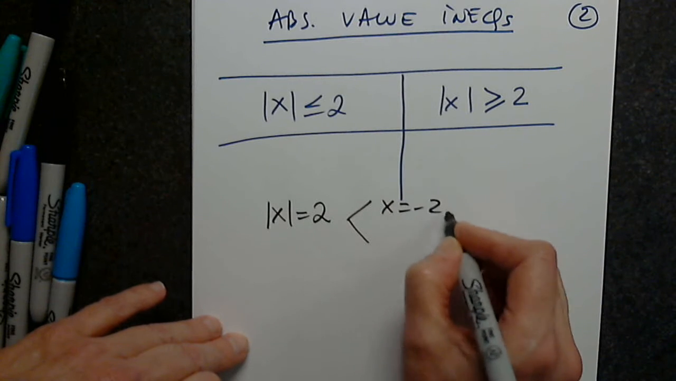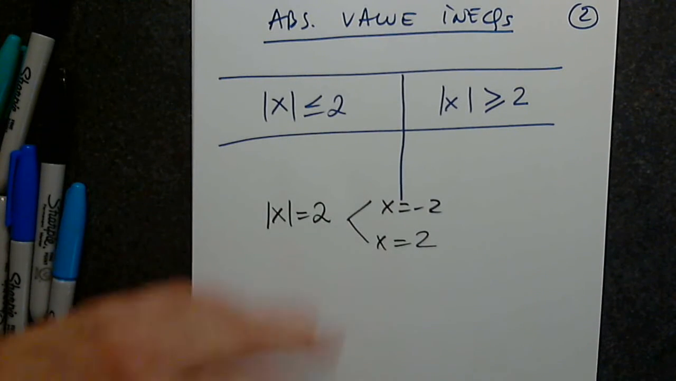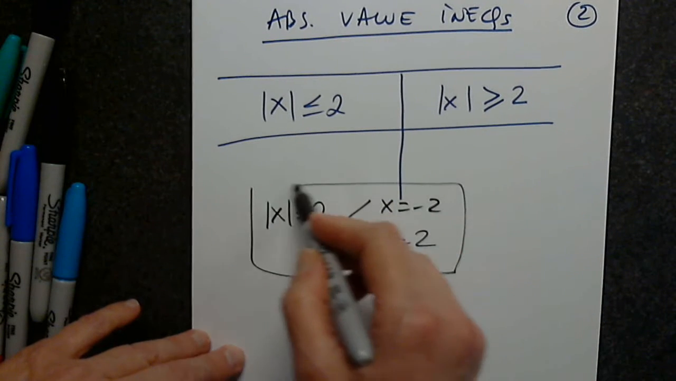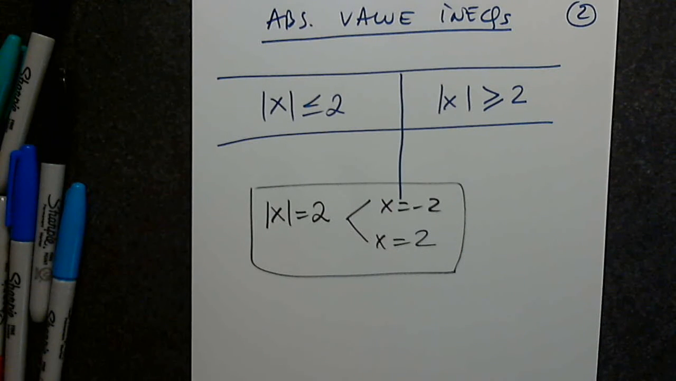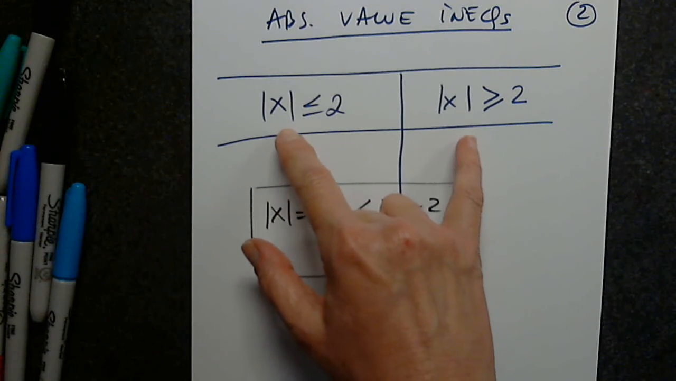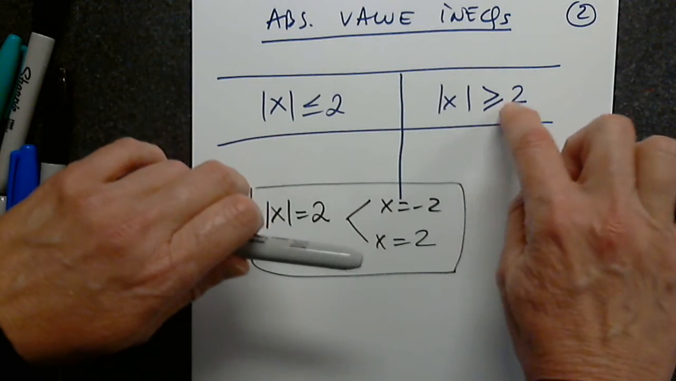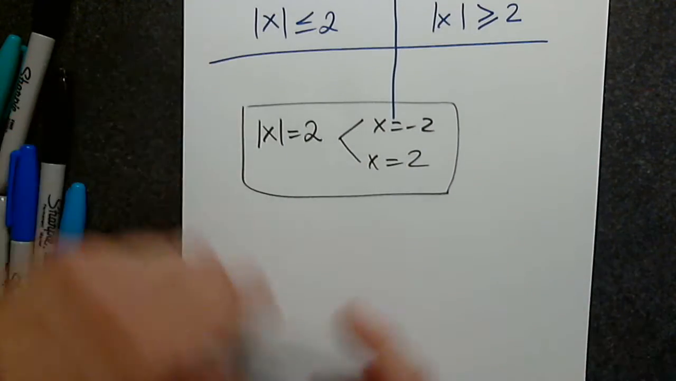Excellent. X equals -2, x equals 2, in any order, it doesn't matter. Excellent. So this is the way we solve an absolute value equation. But this is not what we are dealing with at this point. Here we have absolute value inequalities. Let's talk about this one first, and then we'll come back to that.